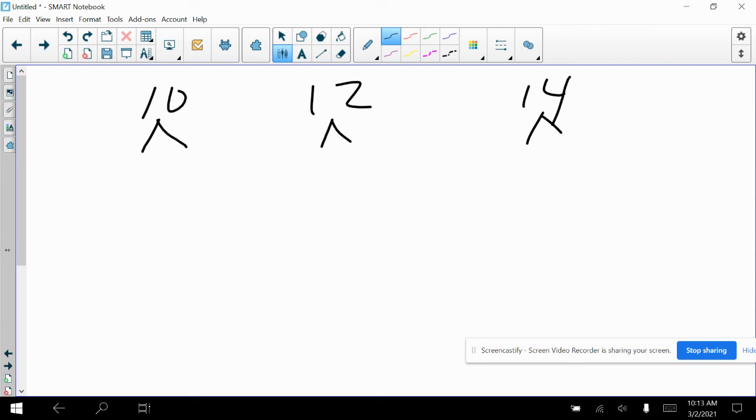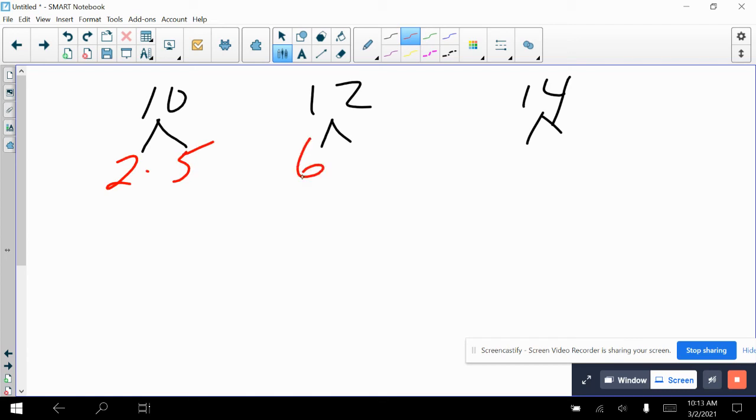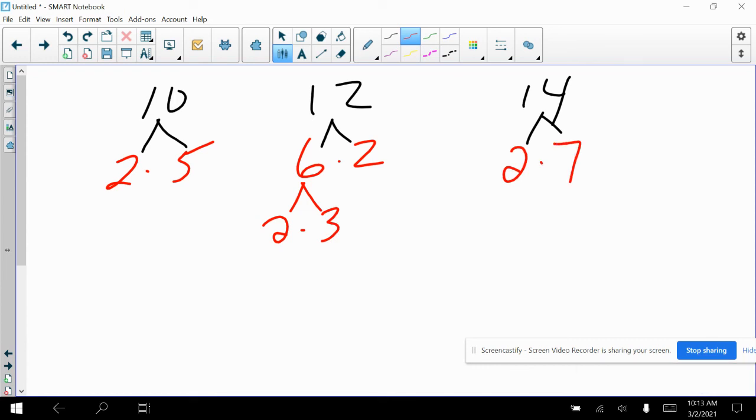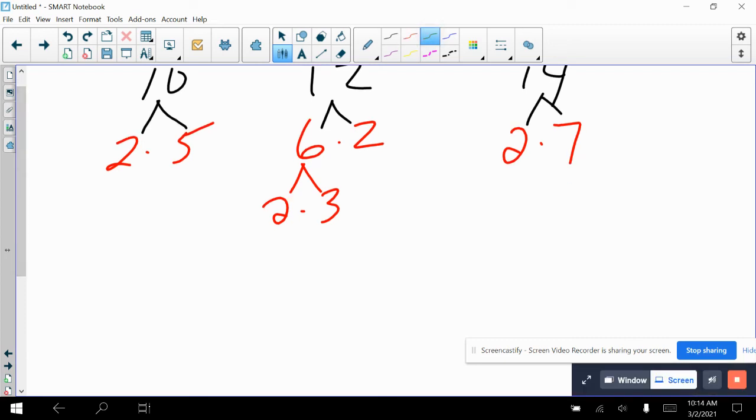Okay? 10 doesn't go into 14, neither does 12, so we have to factor. All right, so we'll make this easy. We get 2 and 5, 6 and 2, 2 and 7. Now, unfortunately, I do not know a way that the Venn diagram works for 3 of them. This just doesn't work that way. All right, so watch how this works.